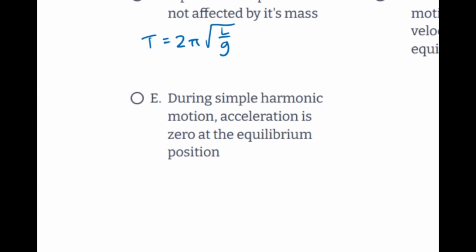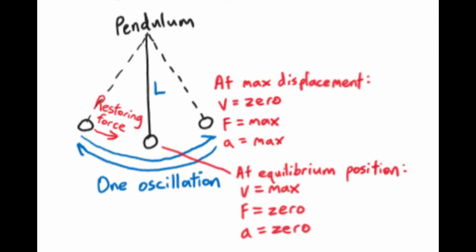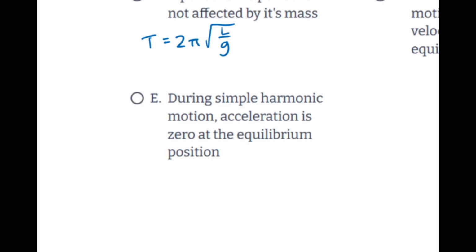Option E, during simple harmonic motion, acceleration is zero at the equilibrium position. The equation F equals negative kx shows us that if displacement x is zero, then force will also be zero. If there is no net force, then there can be no acceleration, and therefore, at the equilibrium point, acceleration will be zero. So option E is correct.